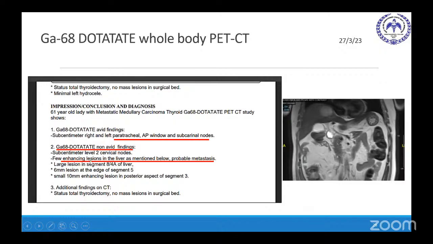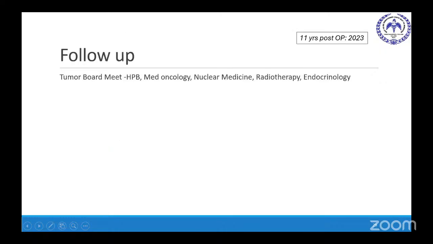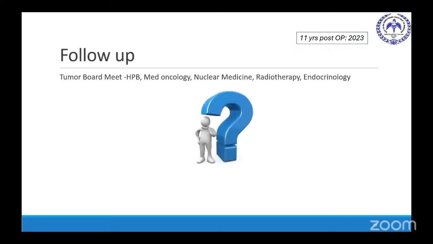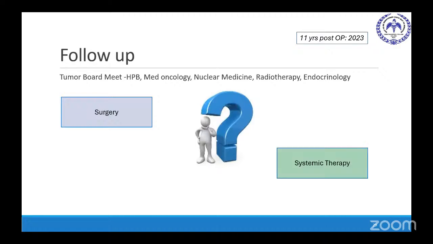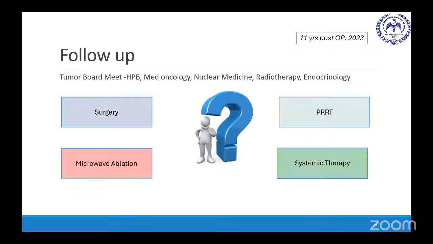The liver lesions were non-DOTA avid. There were only a few subcentimetric paratracheal and subcarinal lymph nodes at that point. Then we had a tumor board meeting to decide on the further course of management for this patient, whether we had to do a surgery for the hepatic lesion, whether we had to consider systemic therapy, PRRT, microwave ablation of the liver lesion, or whether we had to observe. These were the considerations made at that time in 2023.